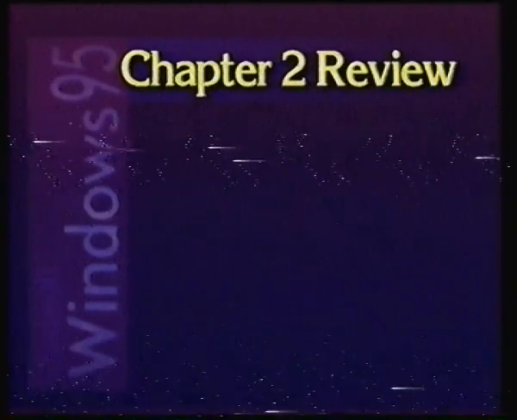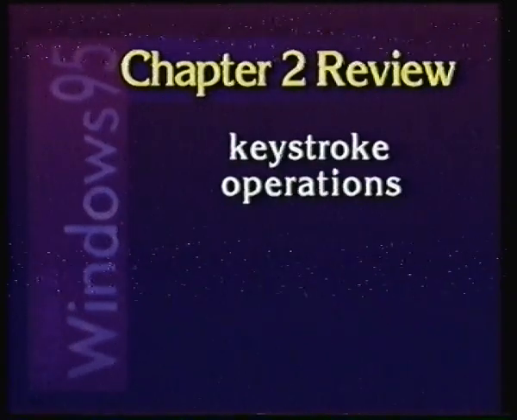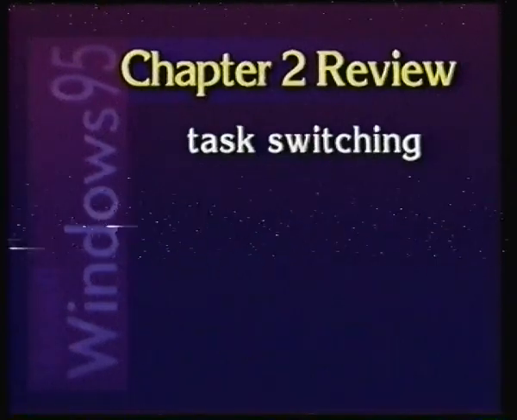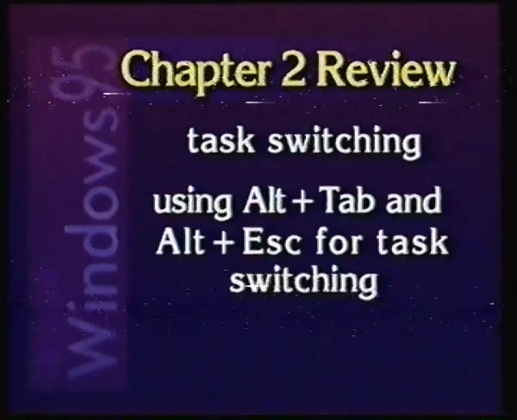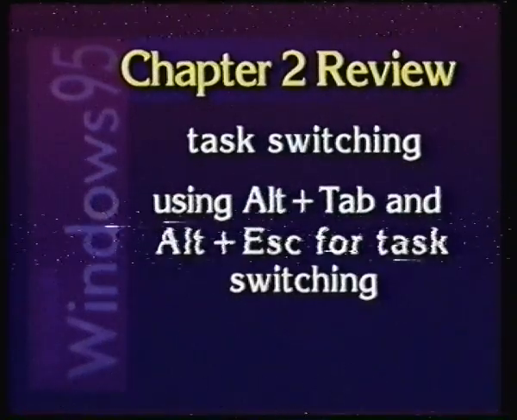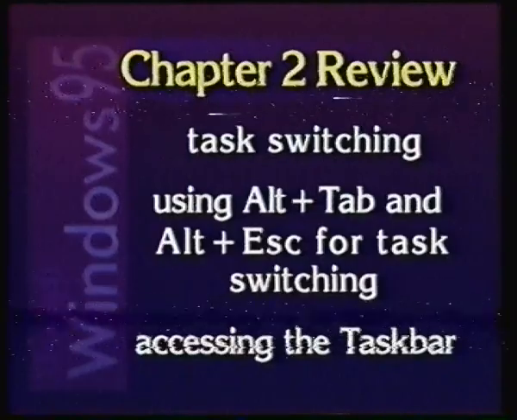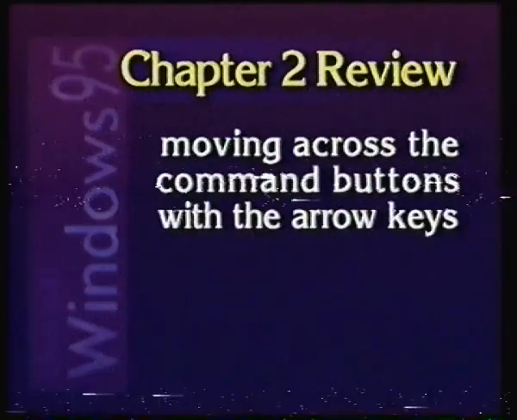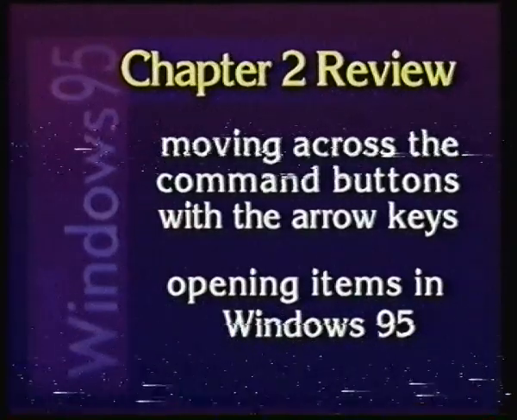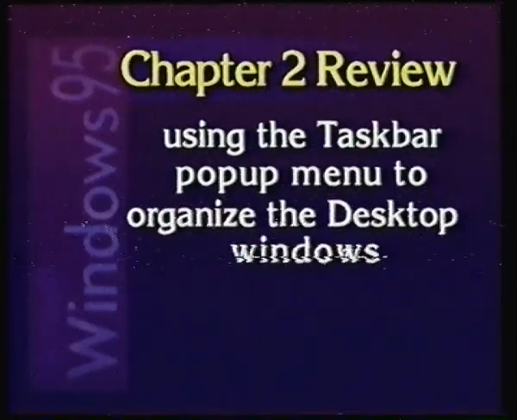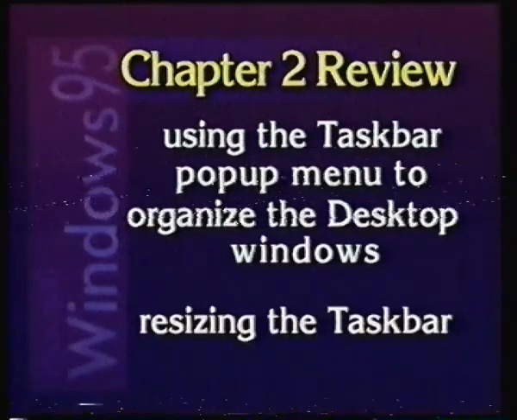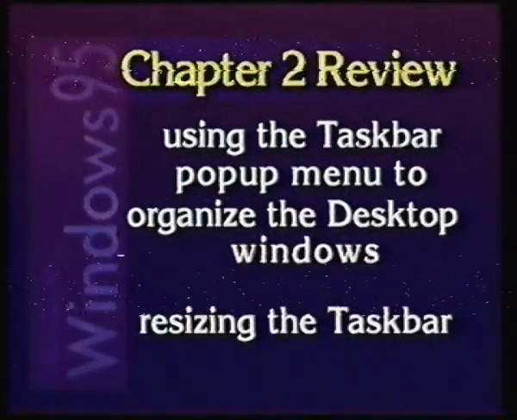Let's review what we've covered in this chapter. We discussed keystroke operations. We accessed the Start menu and learned about task switching with the taskbar. We used Alt plus Tab and Alt plus Escape as other methods of task switching. Next, we accessed the taskbar and maneuvered across the command buttons with our arrow keys. We opened several items in Windows 95, then used the taskbar pop-up menu to organize our desktop windows. Finally, we resized the taskbar, creating 2 rows for command buttons.